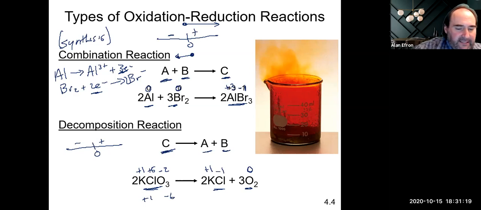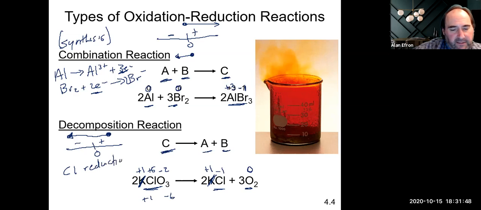We look at the potassium: on the left it is +1, on the right it is +1, which means nothing is happening with the potassium. It is just a spectator ion. The chlorine on the left-hand side is +5, which would be over here. And on the right-hand side, the chlorine is -1, which means it is moving to the left. It is becoming more negative. And when you become more negative, it means that the chlorine here is going through reduction.